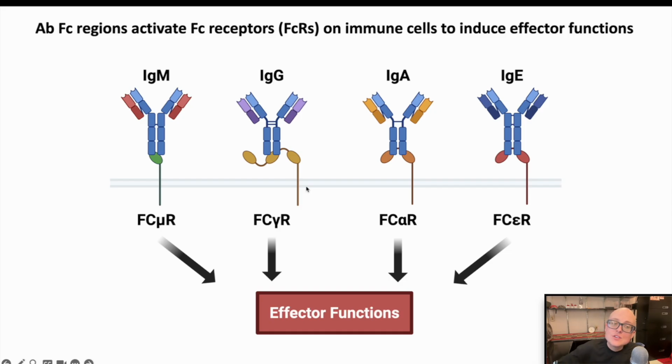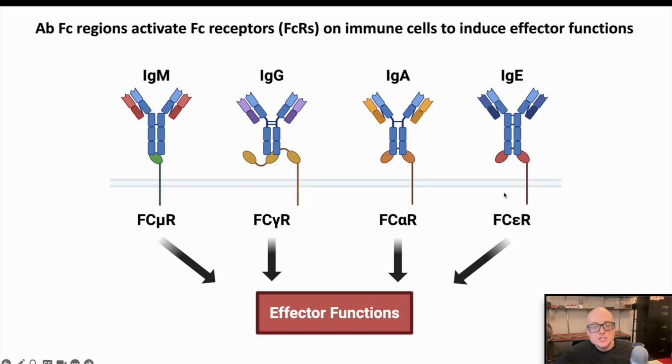Notice here that there is no Fc delta receptor. So as I said before, even though we make a little bit of secreted IgD antibody, there is no known Fc delta receptor that recognizes the heavy chain of an IgD antibody. So again, a little bit of a mystery.